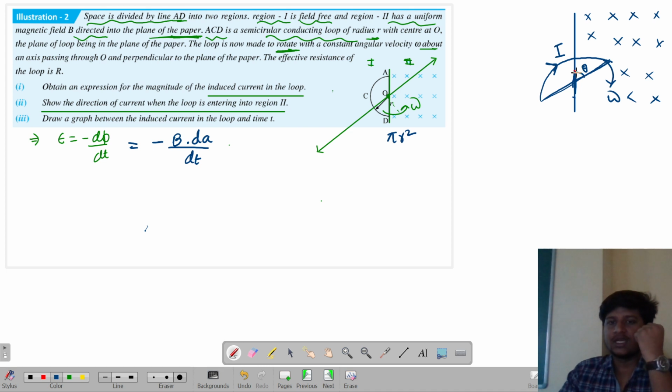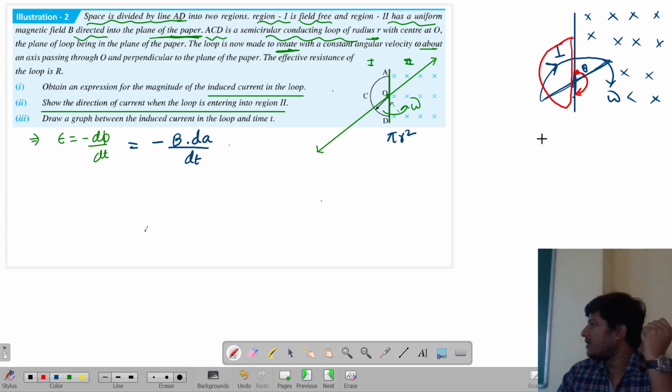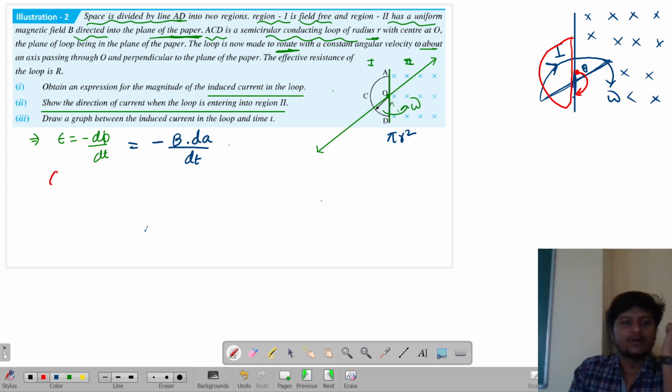Theta starts from here, and if this theta ends over here, what will happen? This semicircular loop will be like this way, yes or no? So when the semicircular loop is coming out, the angle over here is how much?